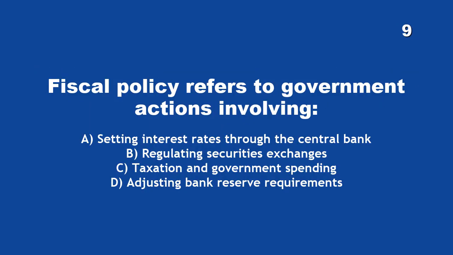Fiscal policy refers to government actions involving: Option A, setting interest rates through the central bank. Option B, regulating securities exchanges. Option C, taxation and government spending. Option D, adjusting bank reserve requirements. The correct answer is C, taxation and government spending.